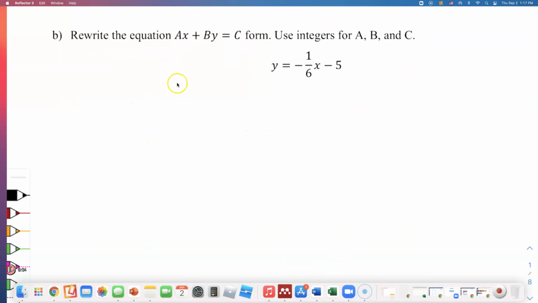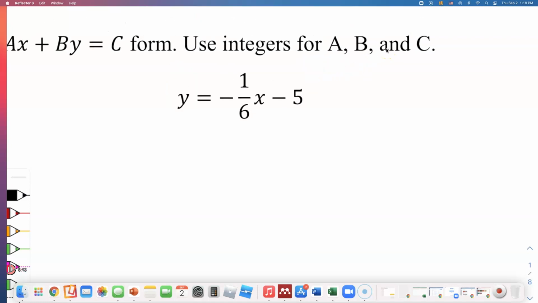Rewrite the equation in Ax plus By equals C form. Use integers for A, B, and C. You already noticed there's a term with a fraction there, right? Not only does it have a fraction, it's on the wrong side. If it has x or y, it needs to go to the left side. So I'm going to go ahead and move this.